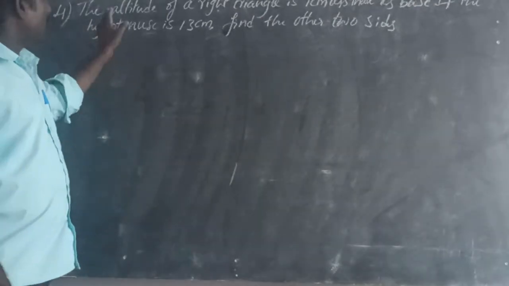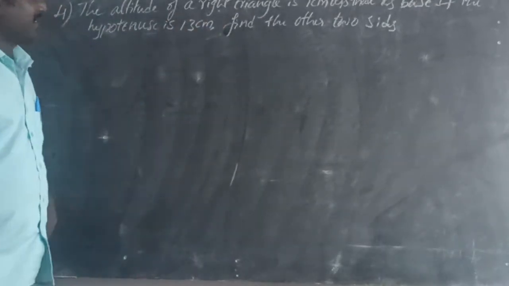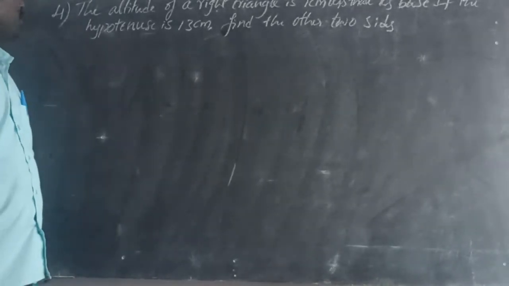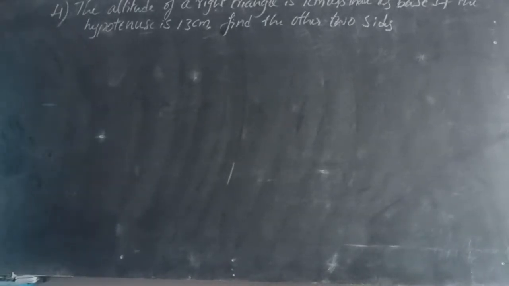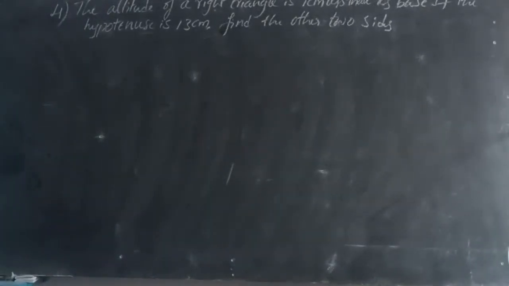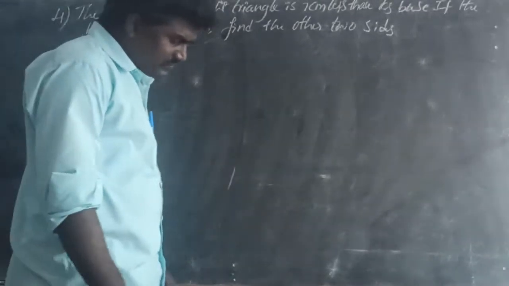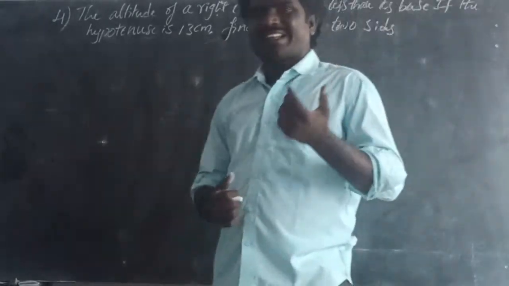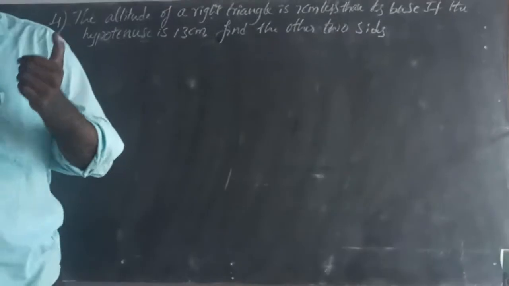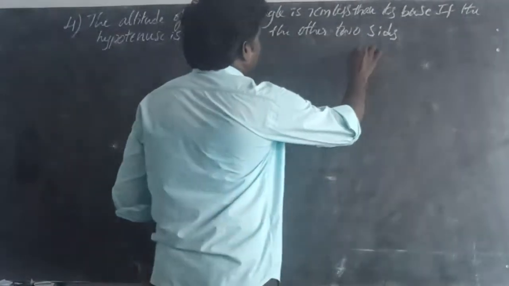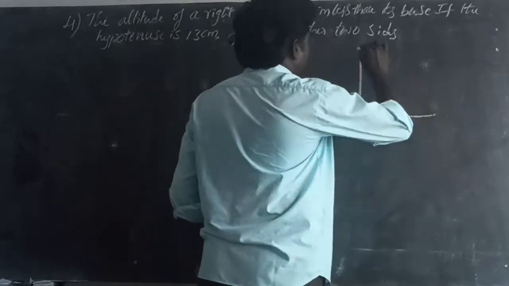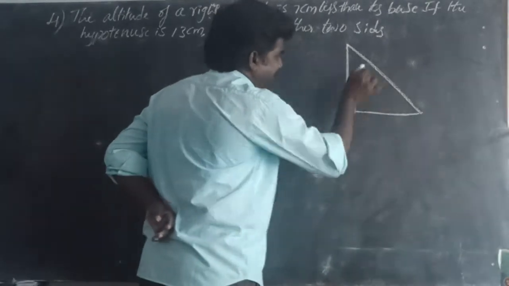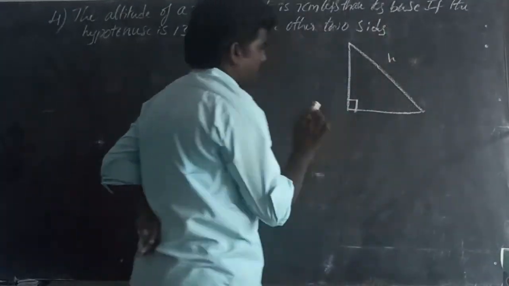Next one. The altitude of a right triangle is 7 centimeters less than its base. If the hypotenuse is 13 centimeters, find the other two sides. Hypotenuse means the side which is opposite to 90 degrees. A right triangle means in a triangle one angle is 90 degrees and the remaining two angles are acute. Here the right angle is there, and the side opposite to 90 degrees is called the hypotenuse.